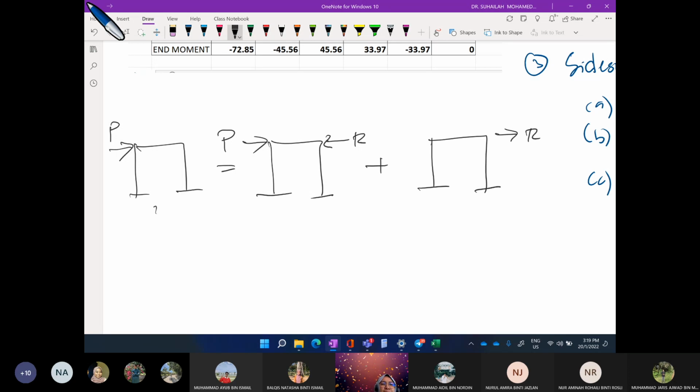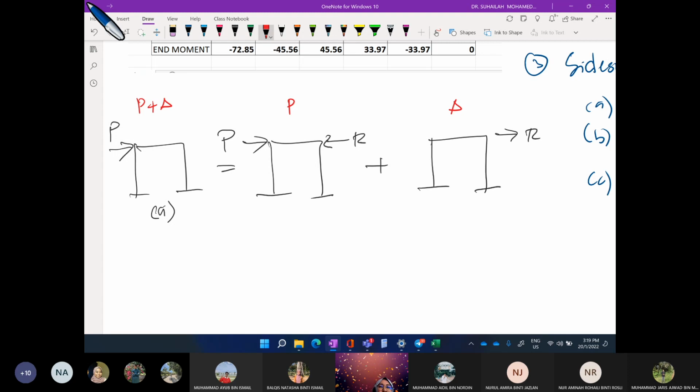Okay, the first diagram has a combination of P plus delta, and the second diagram has P only and delta only. So this is what we actually do for frame analysis. Whenever the frame is a side sway frame, we divide the system into 2.